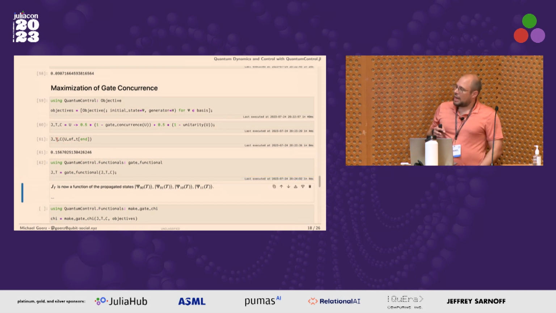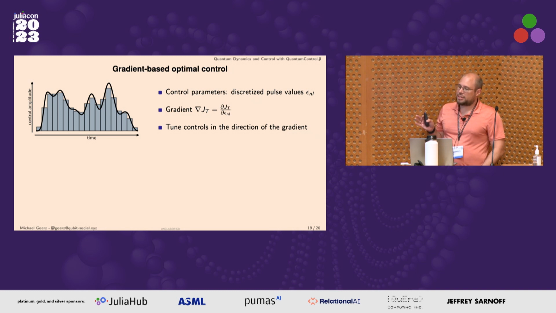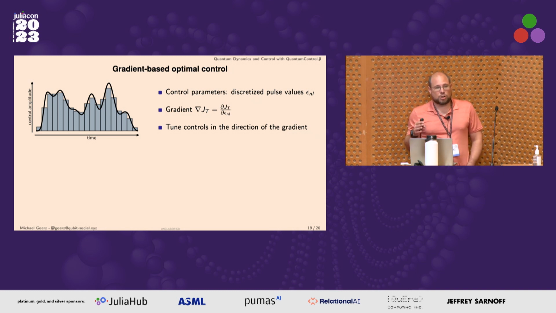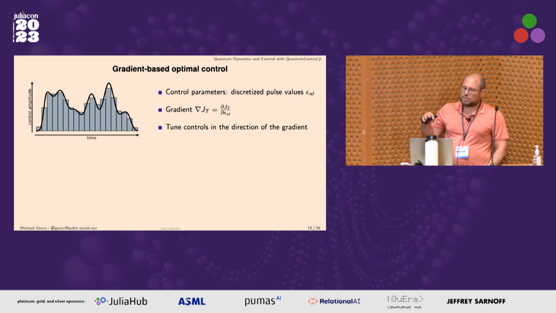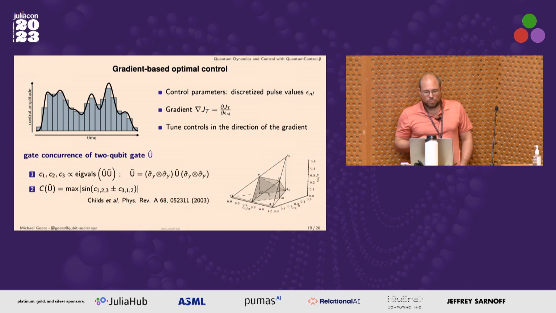Okay, so now I actually kind of skipped over how we actually minimize the optimization functional. Right? So remember that we've discretized the control field to be piecewise constant. So our control parameters are the values of the different controls epsilon_l at different time slices n. And what we want to do is change the values of epsilon_l,n in the direction of the gradient of the functional with respect to that particular value, right? So it's a gradient-based optimization. So you just change your field in the direction of the gradient.